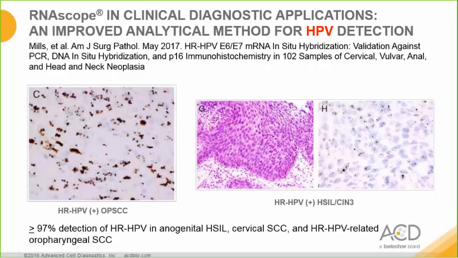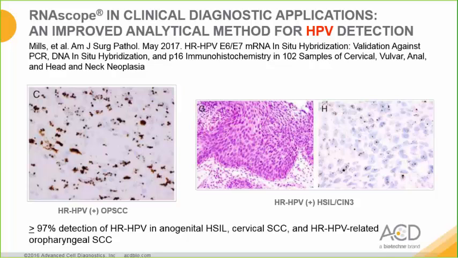The detection of high-risk human papillomavirus, or high-risk HPV, is clinically important not only to determine an etiology of a malignancy, as is the case with oropharyngeal squamous cell carcinoma, where high-risk HPV positivity would mean a better prognosis due to less aggressive behavior, but also in making a diagnosis of neoplasia in diagnostically challenging anogenital lesions.